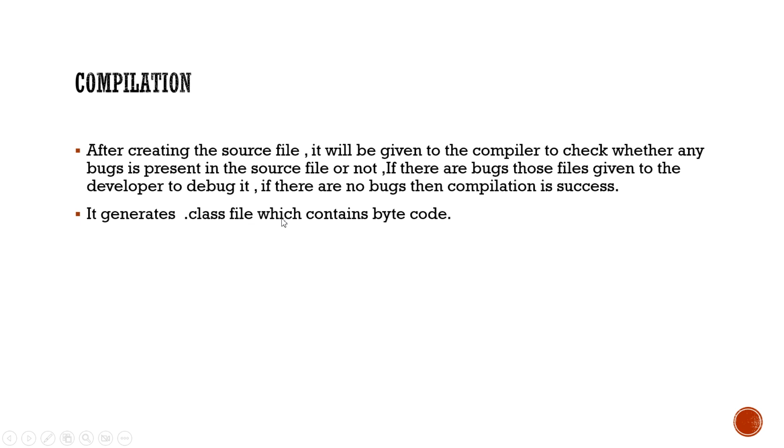It generates a dot class file. A dot class file is nothing but bytecode. Inside that dot class file, bytecode is there. We cannot see this bytecode with our eyes; it is a hidden thing. After compilation we get a dot class file, and that dot class file contains the bytecode. Bytecode is not understandable by humans or by machines. We cannot understand it completely, and machines also cannot understand this bytecode completely. So now you all understand what bytecode is.